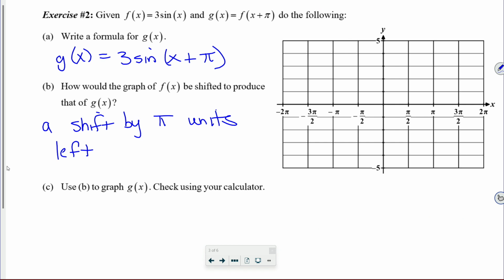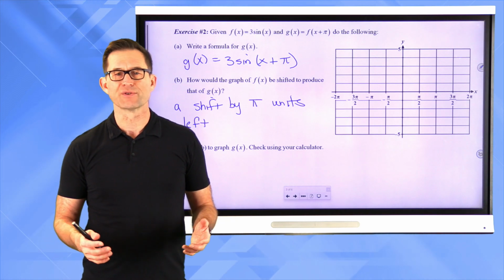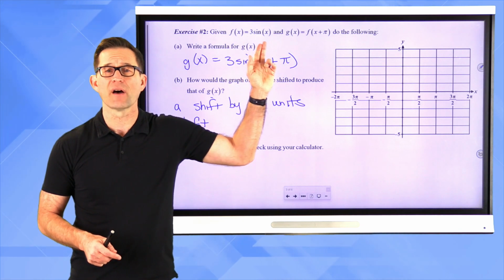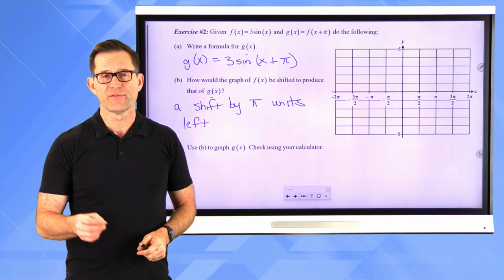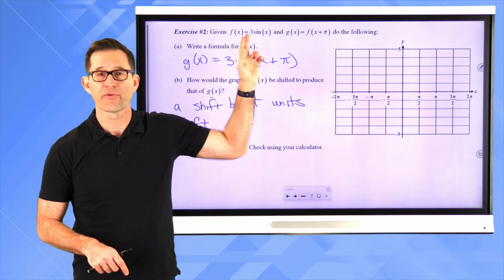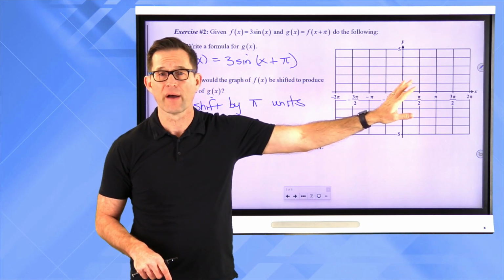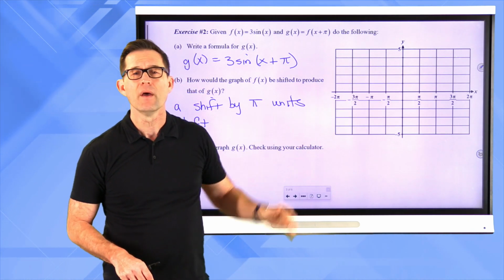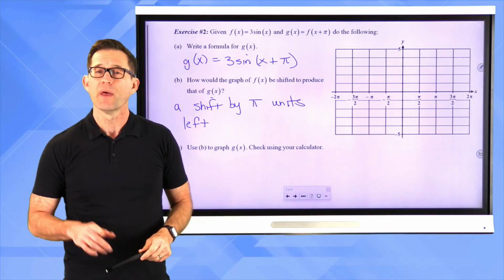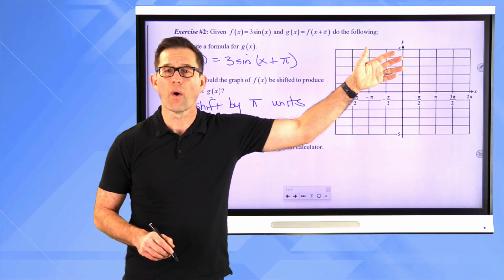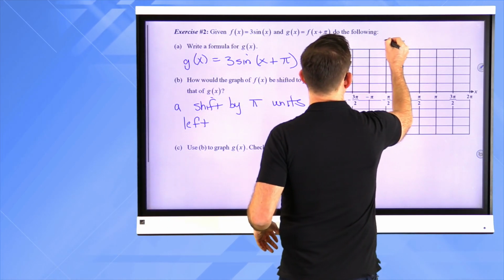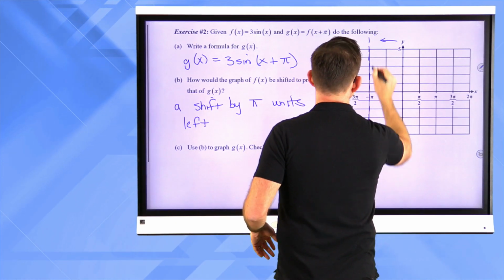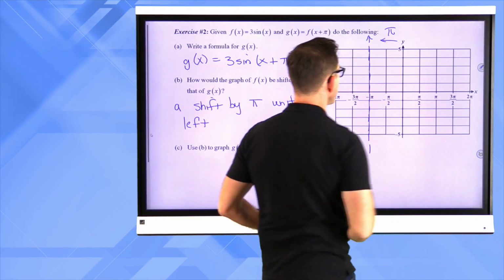Check using your calculator. All right, now, unlike the first exercise where I had the graph of cosine x sitting there, I don't have the graph of 3 times sine x sitting here. So you kind of have two choices. One choice is to graph 3 sine x on this particular graph grid, and then take all of our points and shift them by pi units to the left. But here's an alternate way of doing it. An alternate way is actually taking the y-axis and shifting the y-axis. And I like doing this with a dashed line. Shifting the y-axis by pi units to the left.